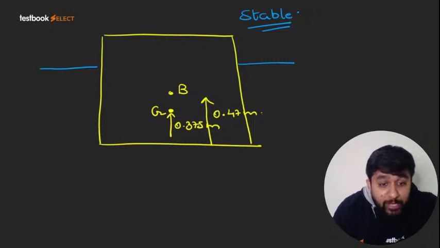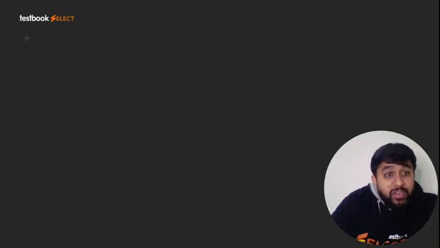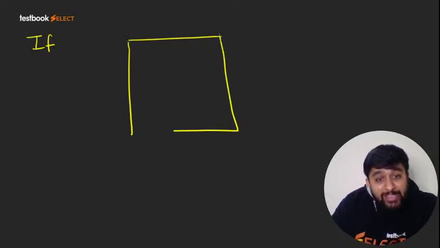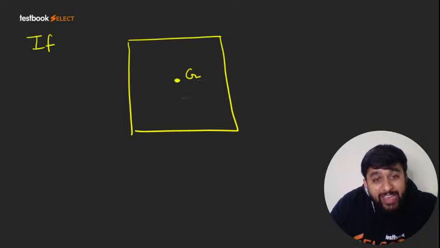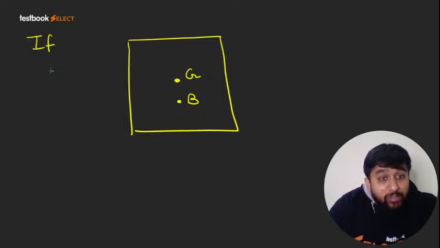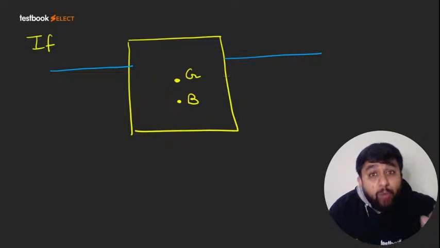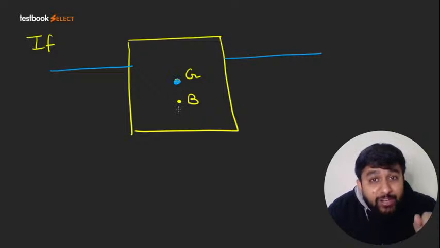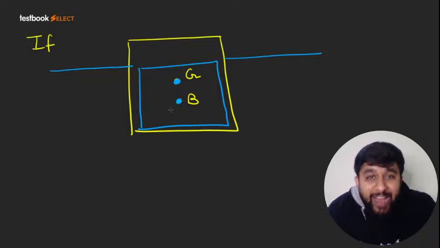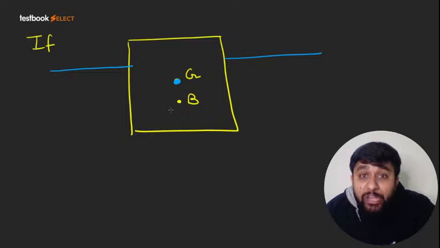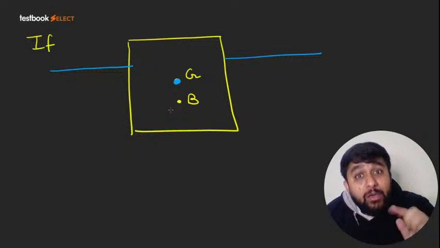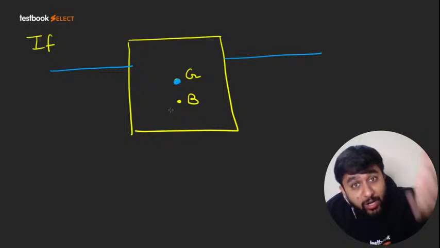But please note, in case the center of gravity is above the center of buoyancy, which is the general case, because if the body is made of uniform density, the center of gravity will lie here, and the center of buoyancy of the displaced fluid will lie here. So if a floating body is made of uniform density, the center of buoyancy will lie below the center of gravity. So actually the general case is this.